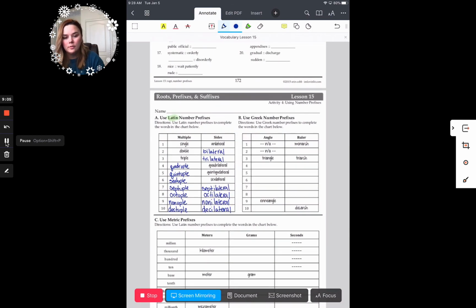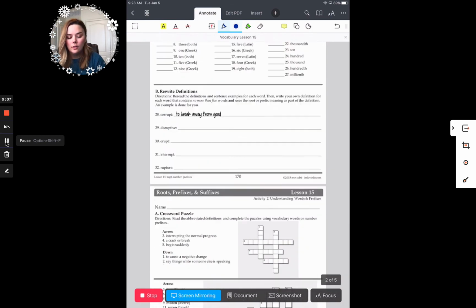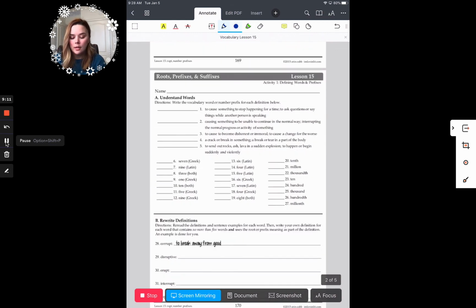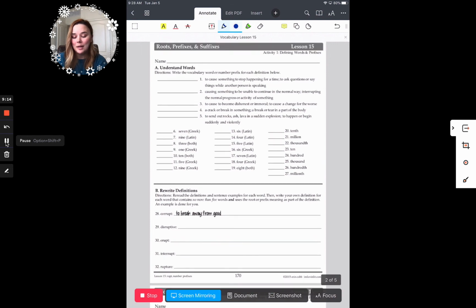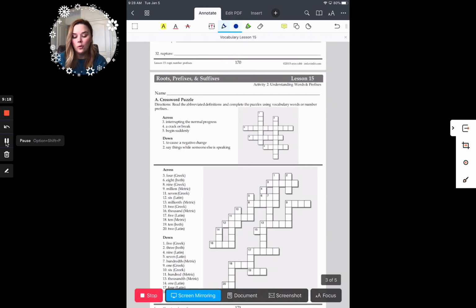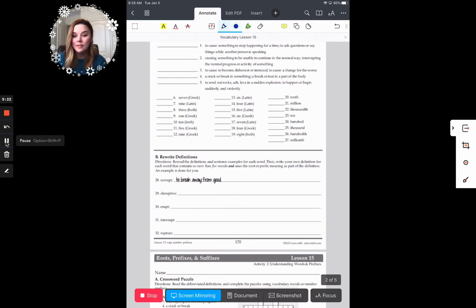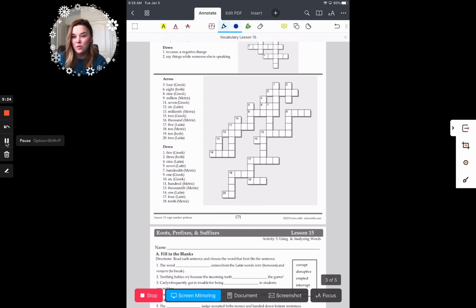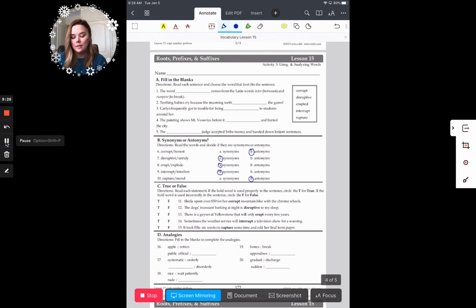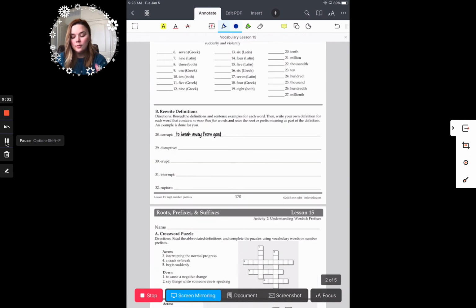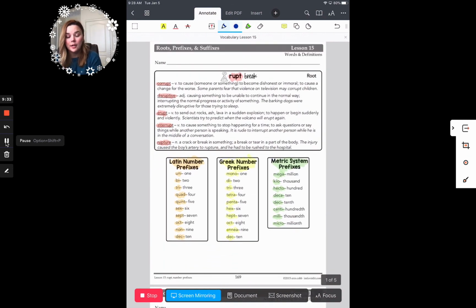Alrighty. So for your independent practice, you are going to choose 3 other activities. I highly recommend not choosing, say, 3 for the root. I recommend choosing at least 1 in each one. So you can choose 3 other activities to practice for your vocabulary quiz.